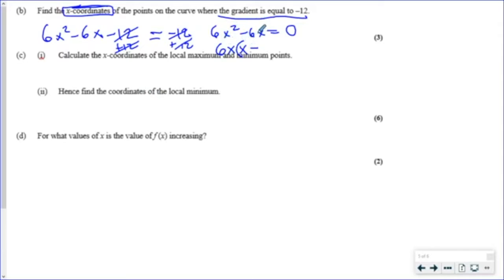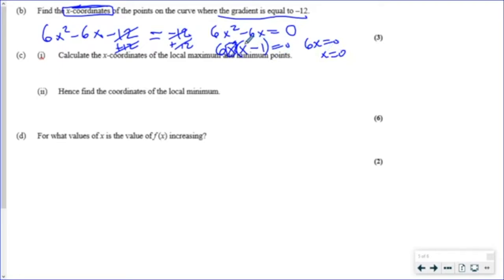6x times what gives me 6x? 1. It's just 1. It's not that hard. So now here, find the values of x. What values of x can I put in here to make this whole thing 0? I'm looking for 6x equals 0. What does x have to be? X is 0. So simple.